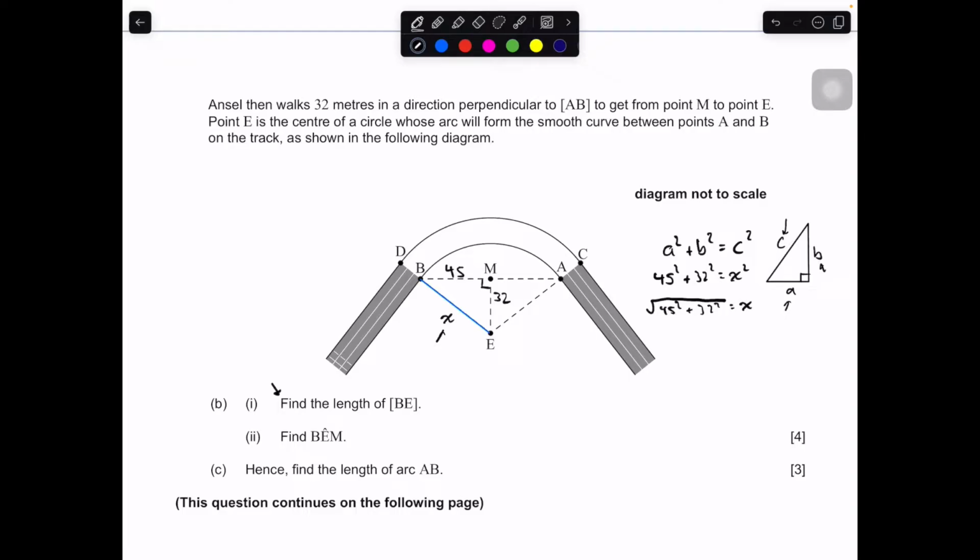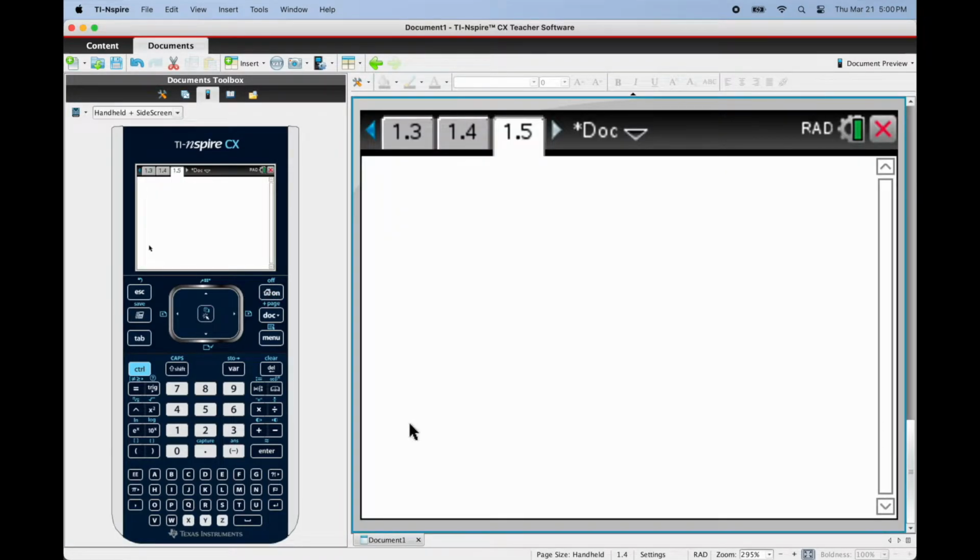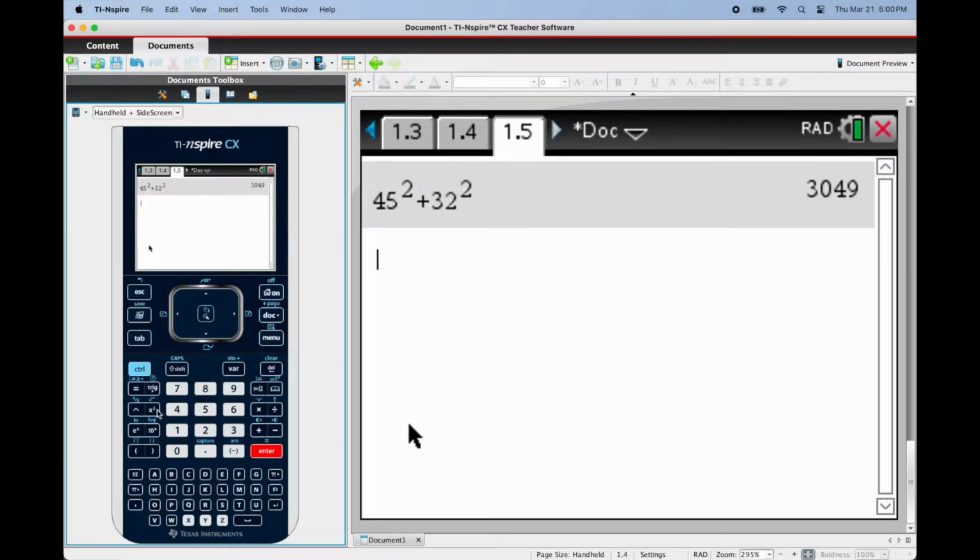Let's go ahead and put this into the calculator. So we have 45 squared plus 32 squared, and then we want to take the square root of all of that, which is 3049. And it gives us 55.2178, or 55.2. So let's go back to the document and work this out.